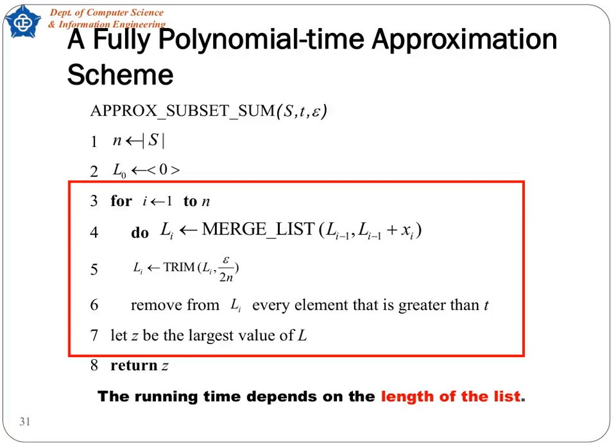Then, for each item x in S, we form L by merging the previous list L with a copy of itself shifted by x. Immediately after merging, we apply a trim operation to bound the list's growth, eliminating any sums that lie within a factor of epsilon/2n of one another, and we discard any sums that exceed the target t. Once all n items have been processed, the algorithm returns the largest sum z remaining in the final list. Thanks to the trim step, the list never explodes in size, so the overall running time is governed entirely by the polynomially bounded length of these intermediate lists.